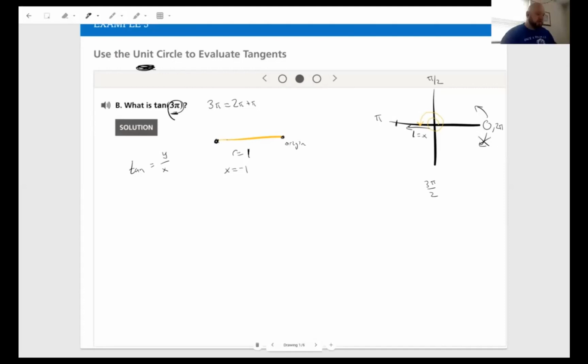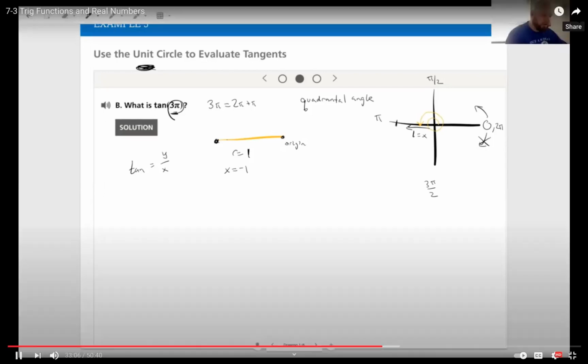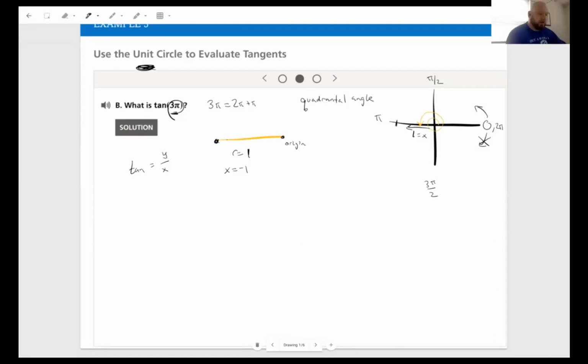So when you have, this is called a quadrantal angle. And a quadrantal angle means that your angle is sitting on one of the axes. So you can have a quadrantal angle at pi, at 0, at pi over 2, and at 3 pi over 2. And the thing that's interesting about quadrantal angles is that the radius is always going to equal either the x value or the y value.